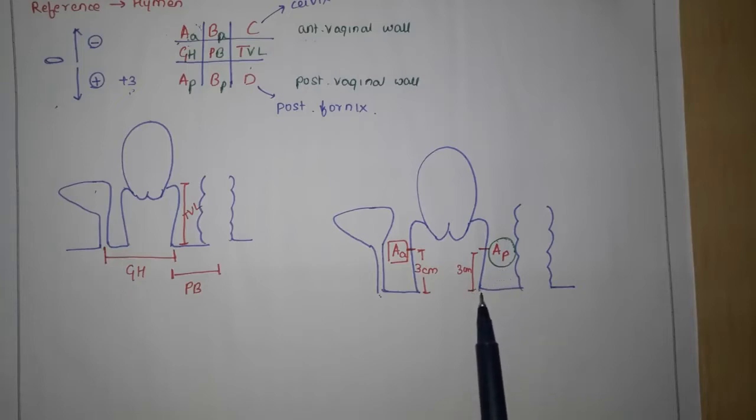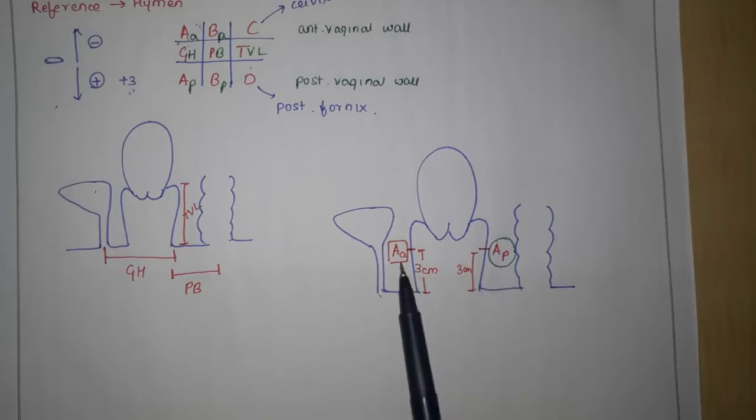So first, after you completely reduce the prolapsed uterus, mark these points, then ask the patient to cough, and then find out the relation of this point with respect to the hymen. So this is AA and AP.